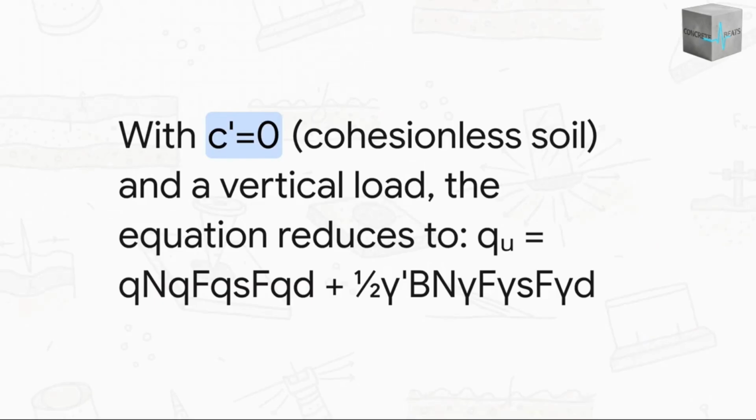First things first, let's clean this equation up. We know our soil is sand, so there's no cohesion. That means the entire first term, gone. It's 0. We also have a simple vertical load, so the inclination factors are all just 1. So we're left with a much simpler equation, just the surcharge term and the soil weight term. And notice that little prime on the gamma? That's our reminder that we have to account for that water table.